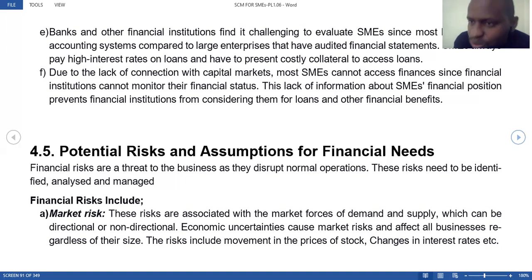What are some of the financial risks that might be included? We have the market risk. In market risk, we are looking at the forces of demand and supply. And this might affect the business in one way or another. Sometimes you have the demand, but we do not have the supply. And this might affect the business operation. Or sometimes you have the supply, but people don't have money to spend. And if that is the case, it becomes very difficult for the business to survive.